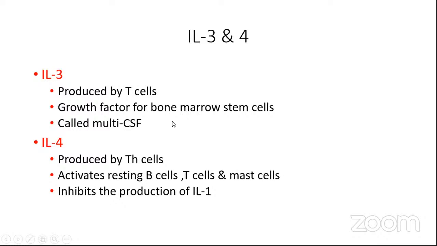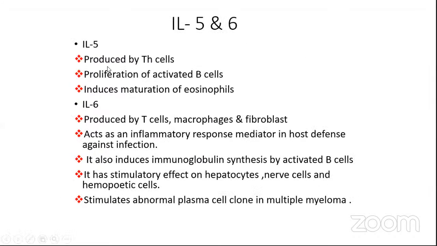Multi-colony stimulating factor stimulates the whole lot of colonies of cells present in the bone marrow. Stem cells are the basic cells from which all the lineage cells are produced, like granular lymphocytes, NK cells, etc. So it is called a multi-colony stimulating factor. Then interleukin 5 is produced by T helper cells. It causes proliferation of activated B cells and induces maturation of eosinophils.